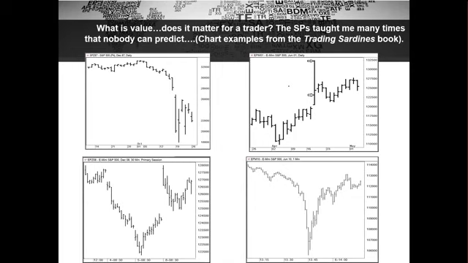So just because he was a broker on the trading floor didn't protect him from the problems of zero liquidity in the market on a big event.